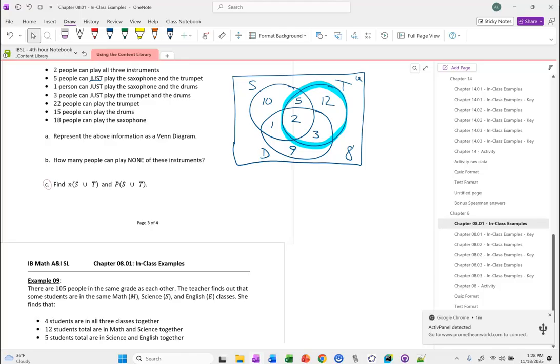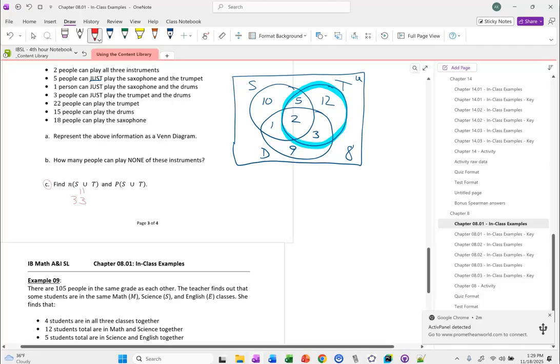Two. 40. 29. 5. You guys are bad at stuff. Hold on. 26. 7. Oh, because they overlap. 7. Okay, no. Wait, 10. 26. 12. 3. Oh, wait. 33. It's S. Thank you. 33. 10 plus 5 plus 12 plus 1 plus 2 plus 3. You have to look at everything in the S circle and everything in the T circle.